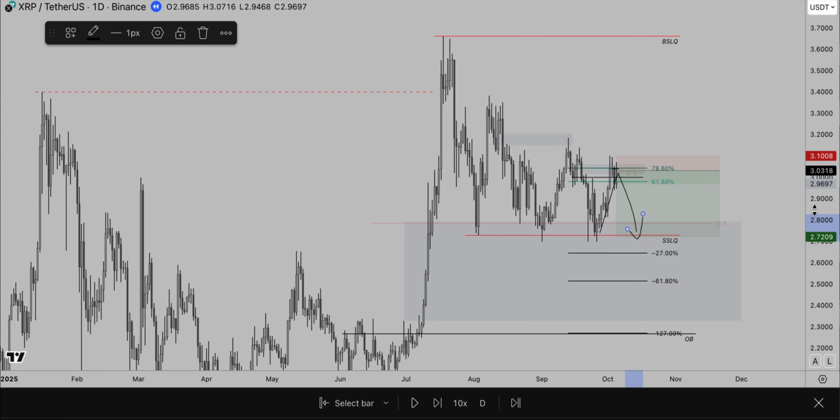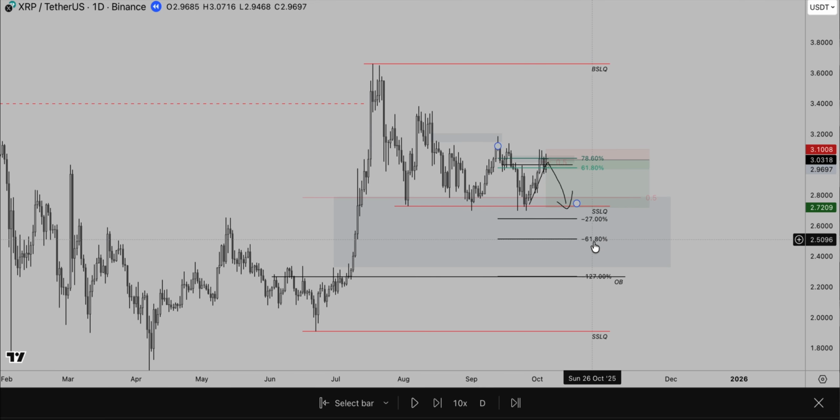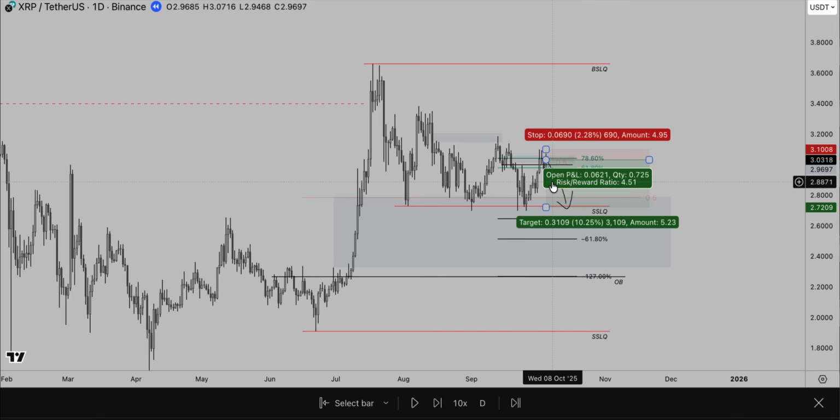My second target would be these levels down here, so the minus 27 and the minus 61.8, and then we also have an order block around here as well. So let's see how price played out.